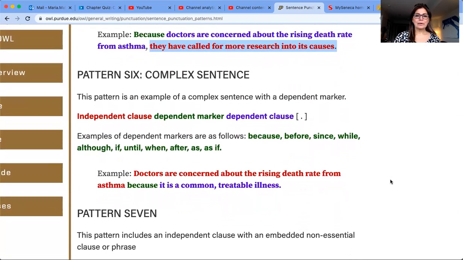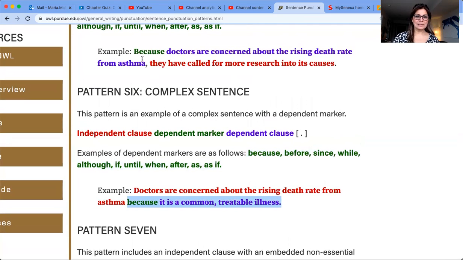The next pattern of punctuation is when you have your independent clause, dependent clause, and then a dependent clause again. This might be a little bit confusing. When I make an example, it'll give you a better understanding. You have a period at the end, of course. You have some conjunctions such as because, before, since, while, although, if, until, when, after, as if. And then because it appears in the second part of a sentence, you don't need any comma before "because".